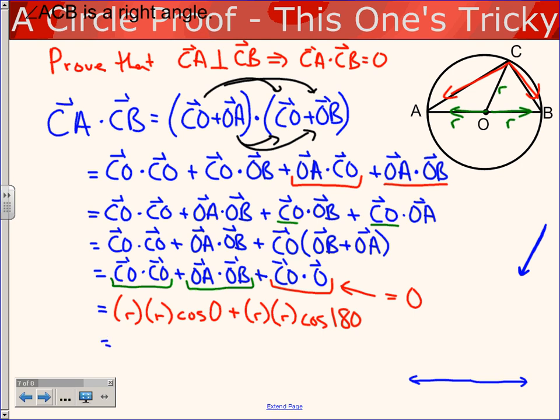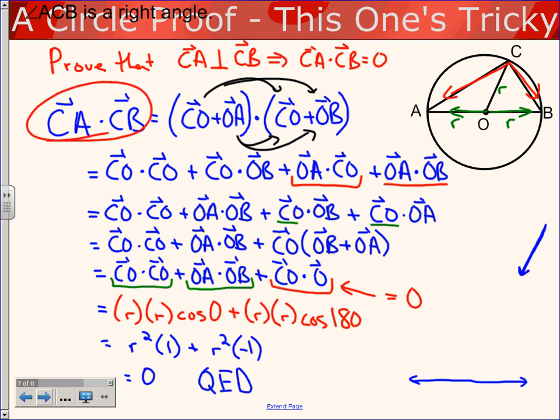And now this works out really nice. R times R is R squared, and cos of 0 is 1. And the next one, R times R is R squared again, but cos of 180 is negative 1. So that gives us an R squared, take away R squared, which is 0, which is exactly what we were hoping for in the first place. Could we prove that CA dot CB was actually equal to 0? And that's a vector way of proving it.